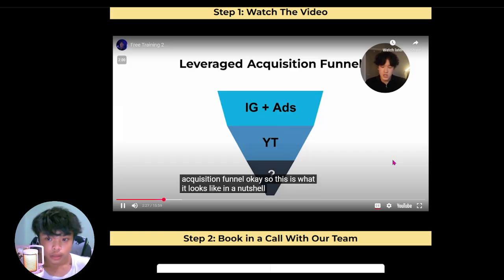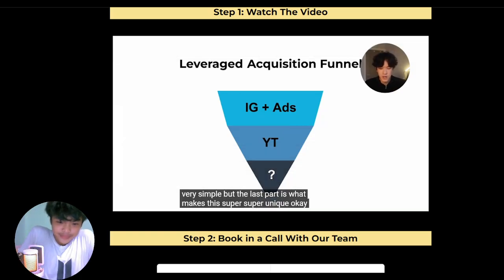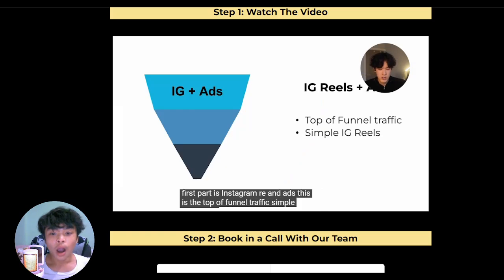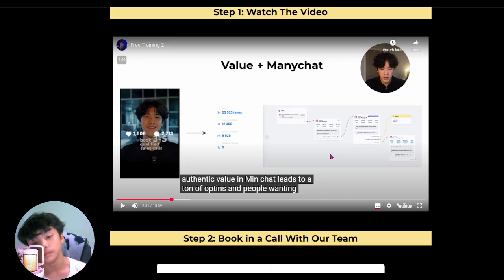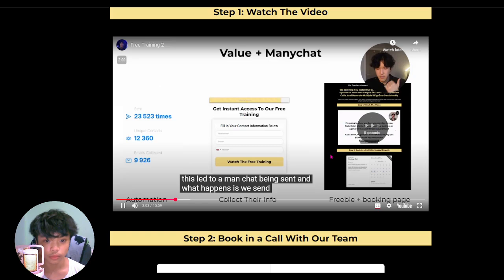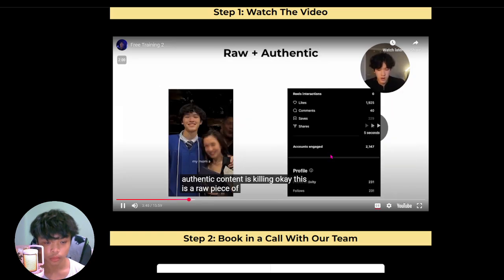Okay, so this is what it looks like in a nutshell. It's very, very simple, but the last part is what makes it super, super unique. The first part is Instagram Reels and ads. This is the top of funnel traffic, simple Instagram Reels and evergreen ads that work for a very, very long time. We generate hundreds of leads, a ton of opt-ins. So he's going to give you the what, but not the how. He's going to give you what the leverage acquisition funnel is, but he's not going to show you how to actually do that thing or how to implement it for yourself.